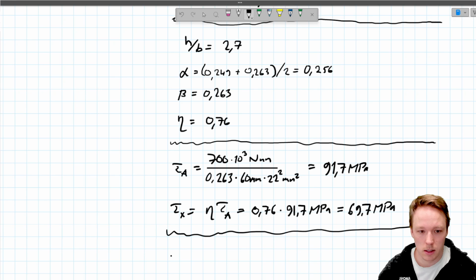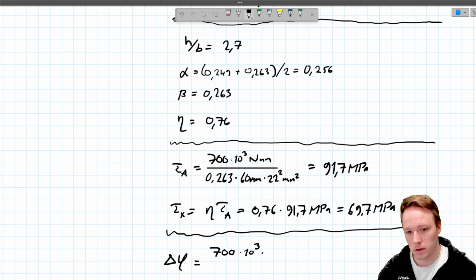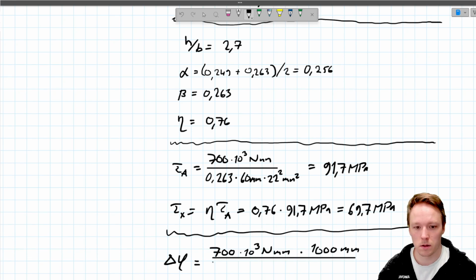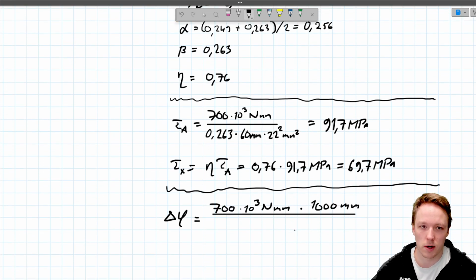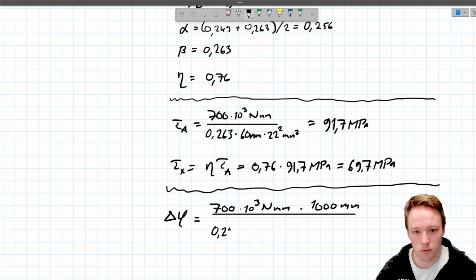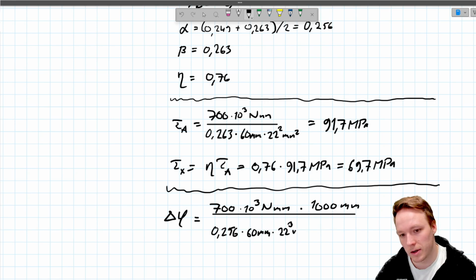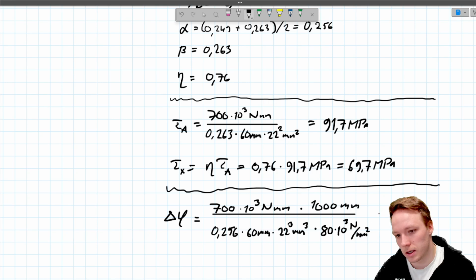We calculate the total twist. So delta gamma is torque multiplied by the length. The length in this case was 1000 millimeters. Divided by Ix, which is the second moment of inertia. It is alpha times height times width to the power of 3. So the alpha is 0.256 times 60 millimeters times 22 to the power of 3 millimeters to the power of 3 multiplied by the shear modulus, which was 80 times 10 to the power of 3 Newton per millimeter squared.